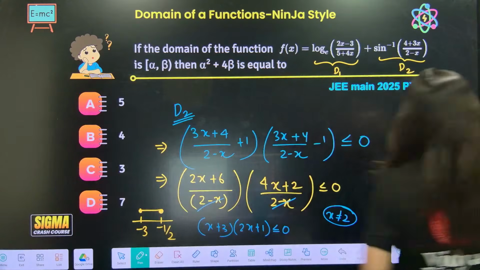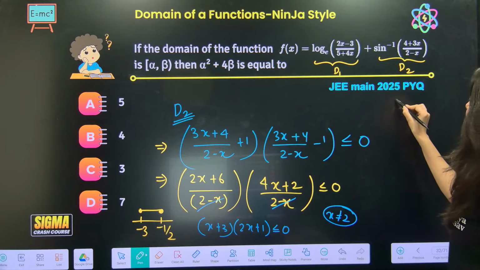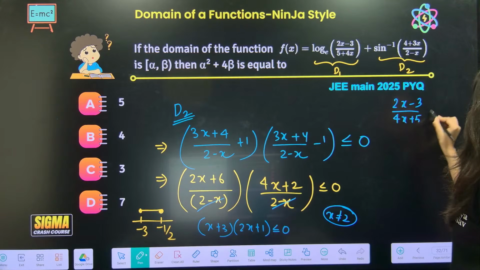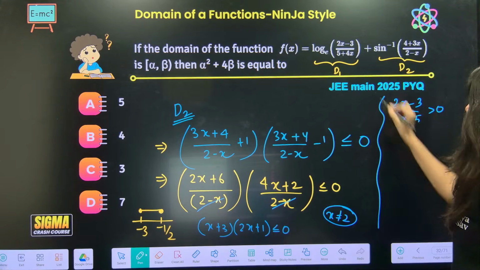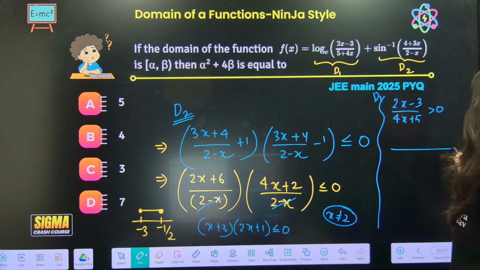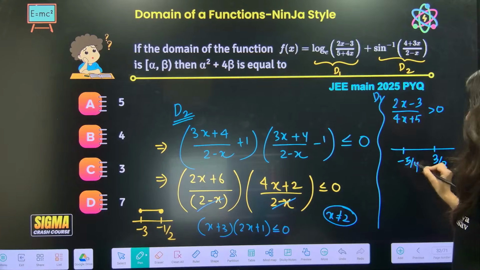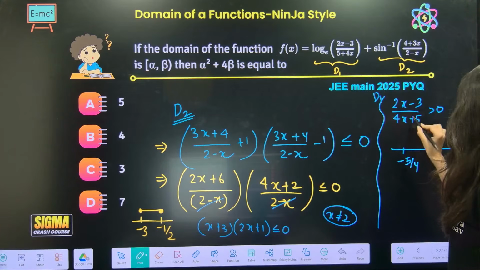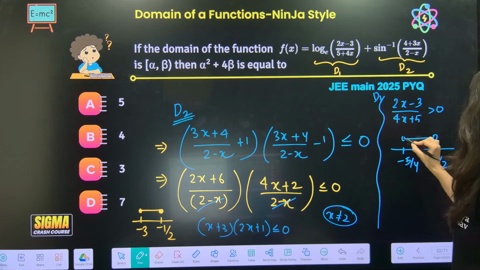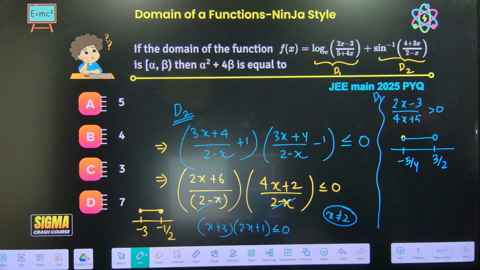What about D1? I think D1 is not very difficult. 2x minus 3 and 4x plus 5 greater than 0. D1. Okay. So clearly 3 by 2 and minus 5 by 4. Correct. And this is your answer. Now you just have to take the intersection. Right. So this is 3 by 2. This is minus 5 by 4.